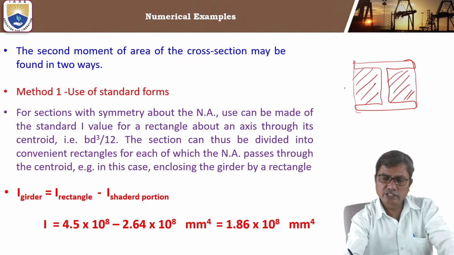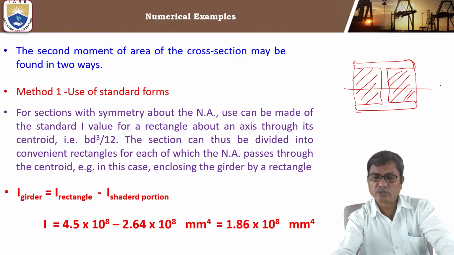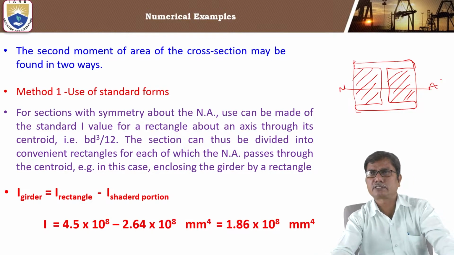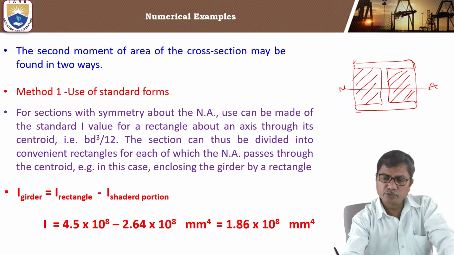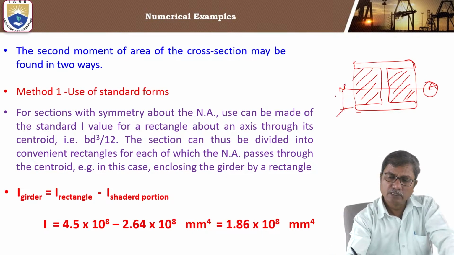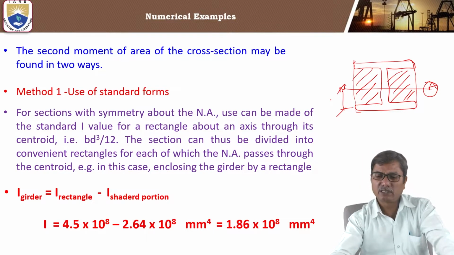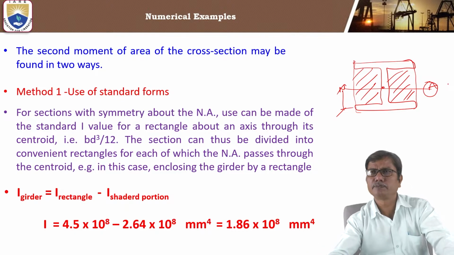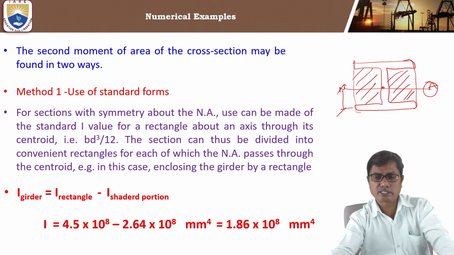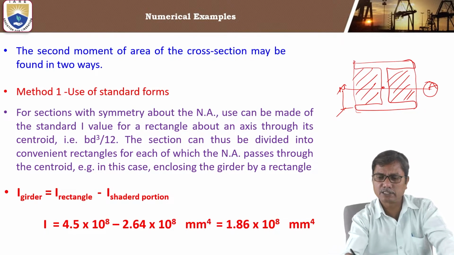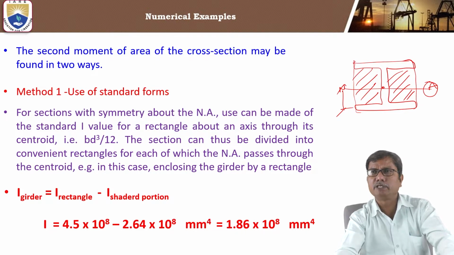This being symmetrical, we can directly find the moment of inertia about the centroidal axis. The first step is to locate the centroidal axis. But the section being symmetrical, we know that it lies at the mid height. We don't need to find it again because of symmetry. By symmetry, we can say that the neutral axis lies at the mid height.